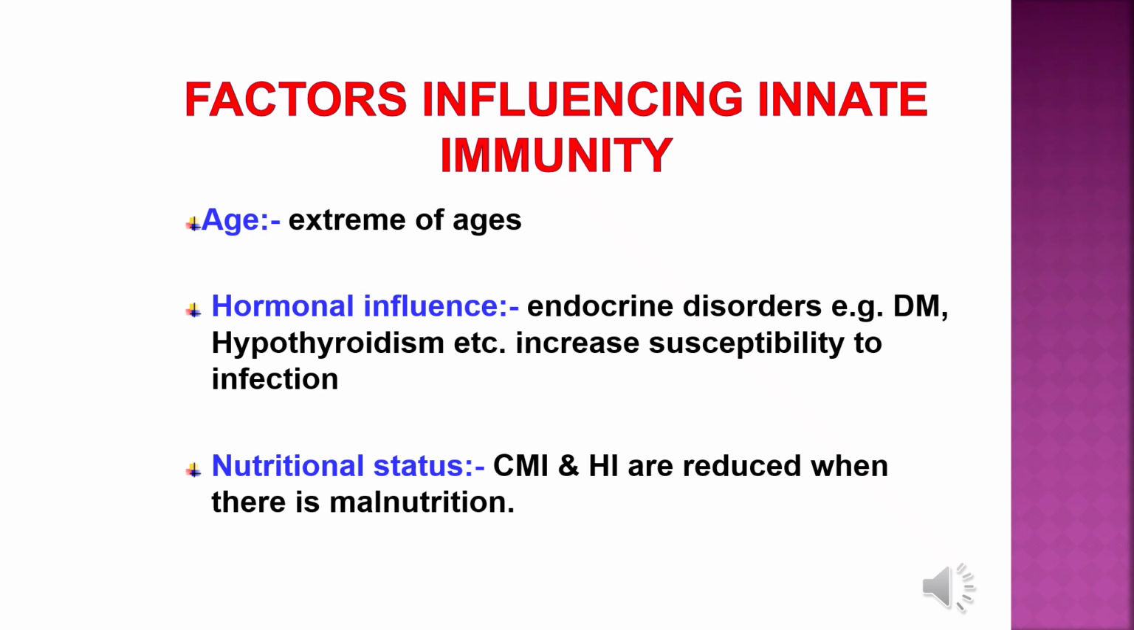Now we will see factors responsible for innate immunity. It is age, extremes of ages. So extremes of ages have low immunity. Then hormonal influence. Endocrine disorders like diabetes mellitus, hypothyroidism increase susceptibility to infection, so that means low immunity. Then nutritional status. In malnutrition, cell-mediated immunity and humoral immunity, that is antibody-mediated immunity, are low.